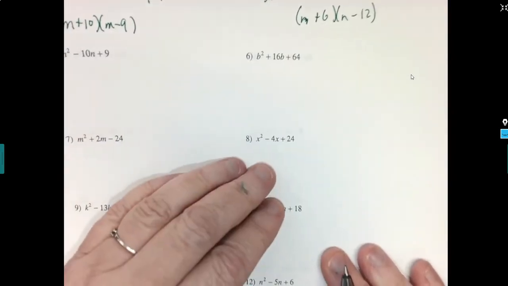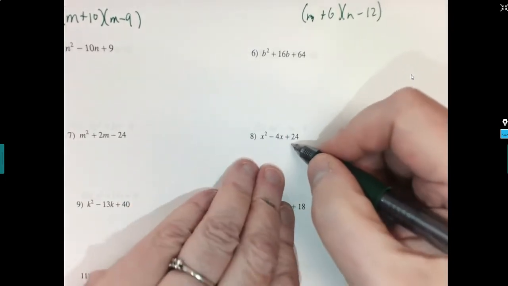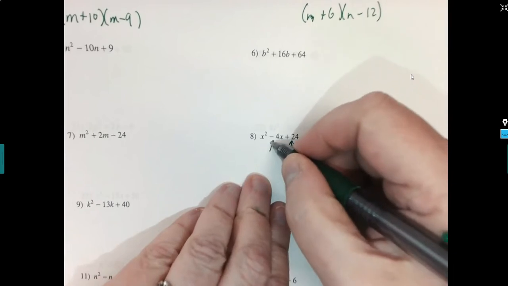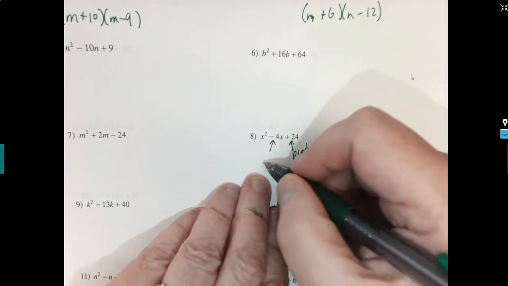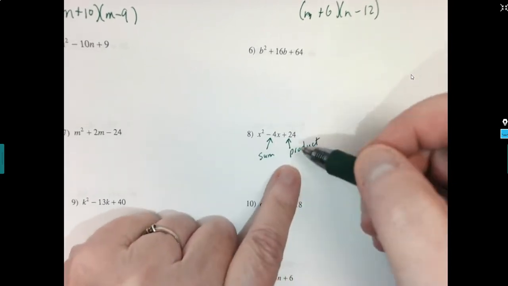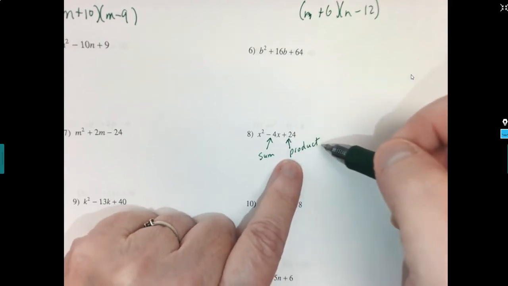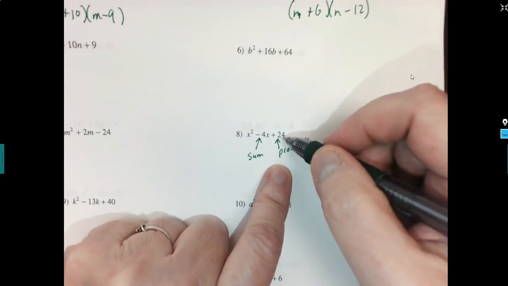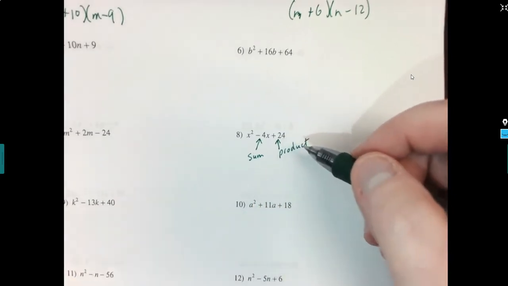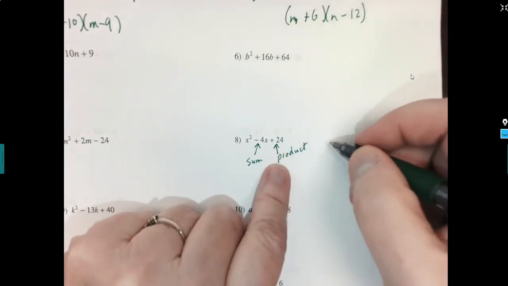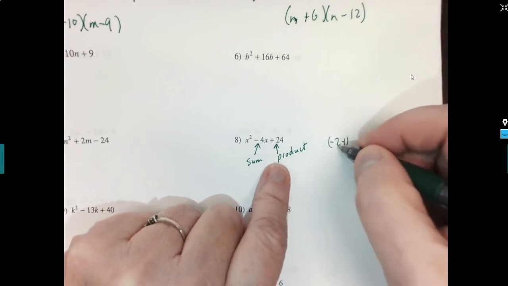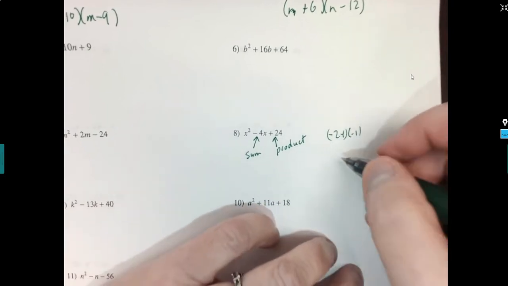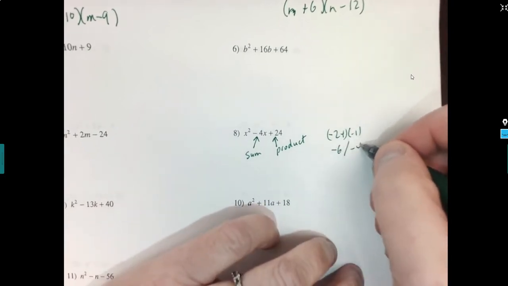Okay, now what do we have here? The product has to be positive 24, but the sum has to be negative 4. So if I only have positive numbers for my product, then when I add them up, I'm not going to get a negative number. So how could we get positive 24? Well, we could have negative 24 and negative 1, but when I add those together, I get negative 25. That won't work. I could have negative 6 and negative 4.